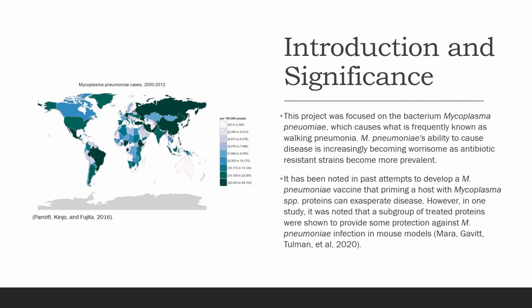It has been noted in past attempts to develop a Mycoplasma pneumonia vaccine that priming a host with Mycoplasma proteins can exacerbate disease. However, in one study, it was noted that a subgroup of treated proteins were shown to provide some protection against Mycoplasma pneumonia infection in mouse models.